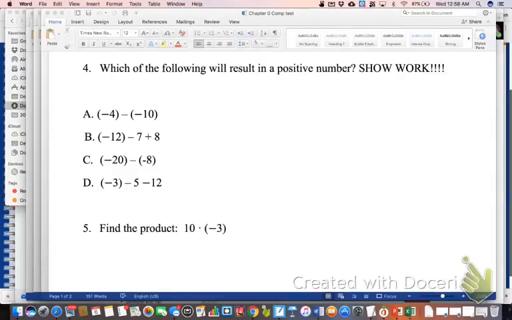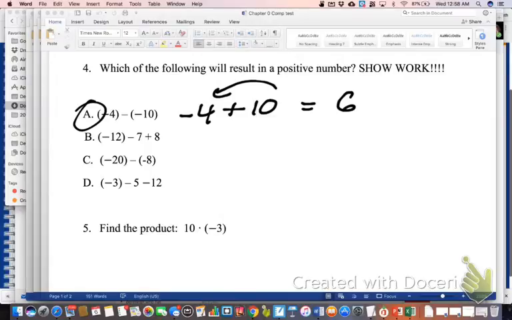Number 4 asks which one will result in a positive number, and you needed to have some work to show it. So the correct answer was A, and let's explain why. Just like a minute ago, I have an example of subtracting a negative number. Well, when you take away a negative, it really becomes adding a positive. So -4 plus a +10. Imagine that you owe somebody $4 and then you use some of your money to pay them back. You'll have a +6 left over. So the answer should have been A.